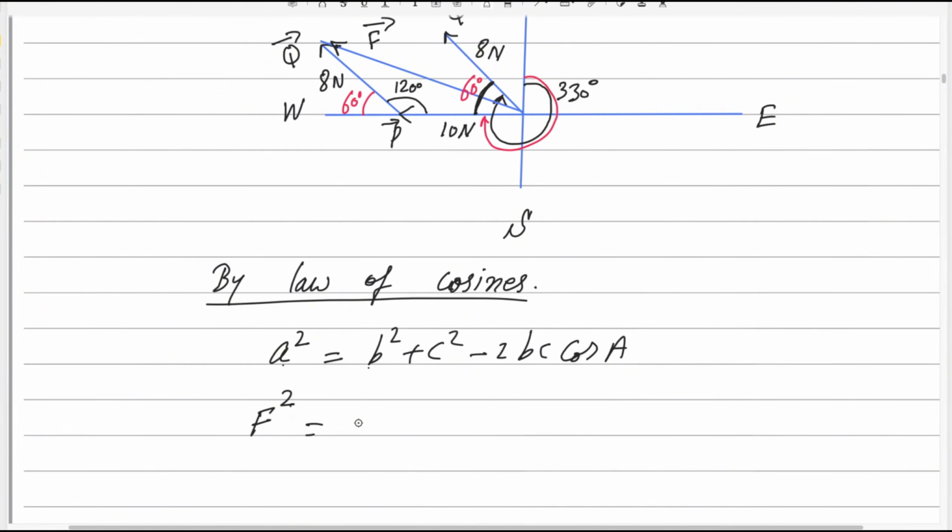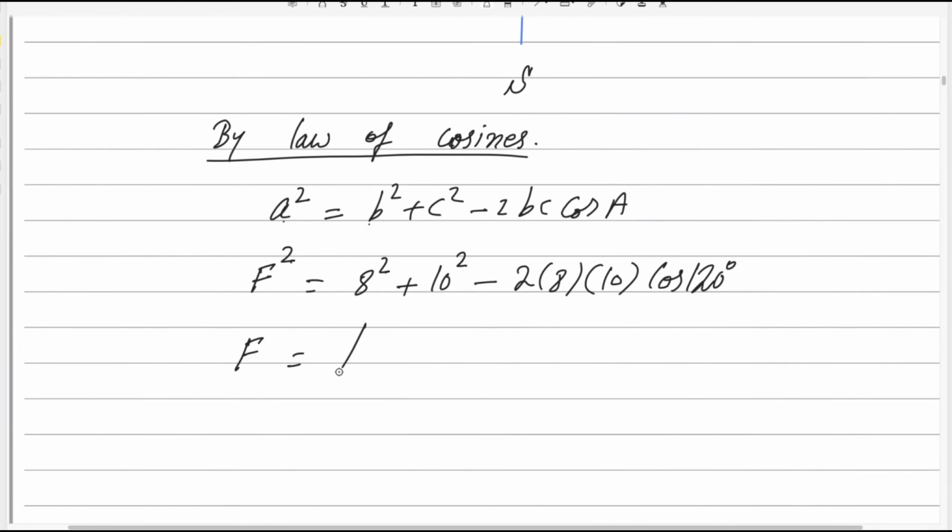Adjacent sides, like the sides that are containing the angle, are one is 8 square, other is 10, so it will be 10 square minus 2 times 8 times 10. Now you need to plug in the values only. Cosine 120 degrees. So F will be equals to, you need to take square root to get rid of square. It will be 64 plus 100 minus 10 times 8 is 80. 80 multiplied 2 is 160. Cosine 120 is minus 1 over 2.